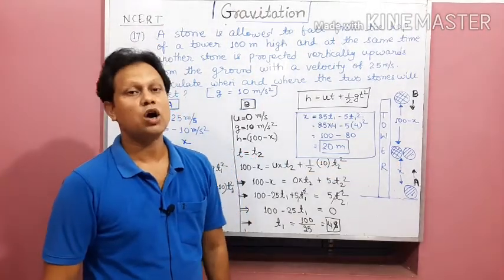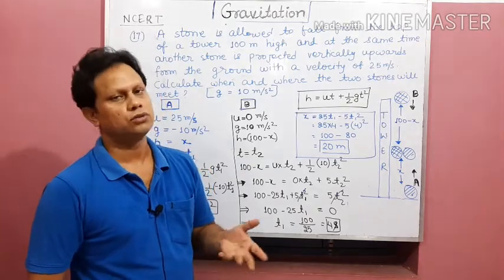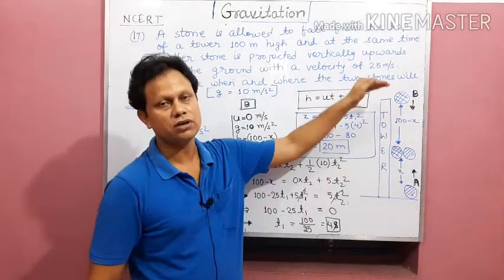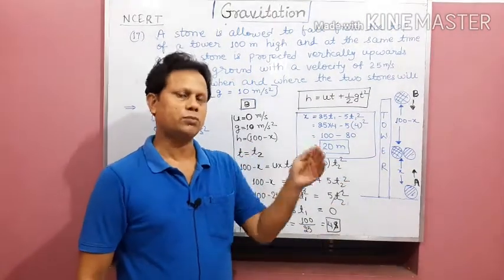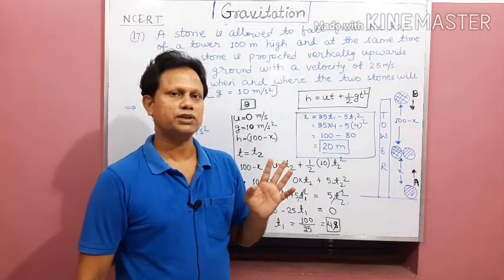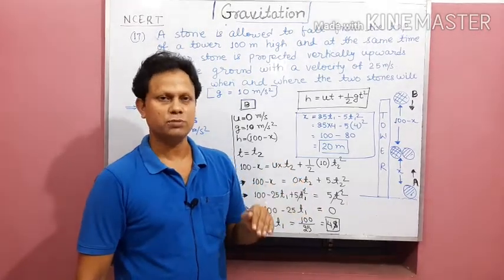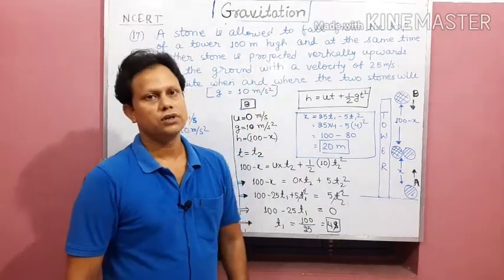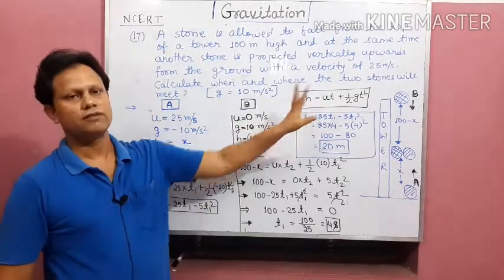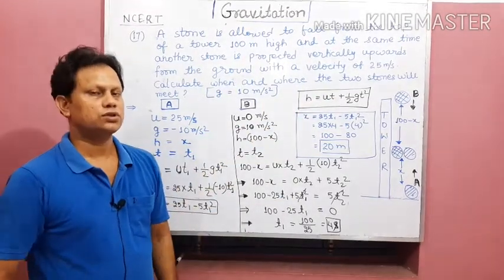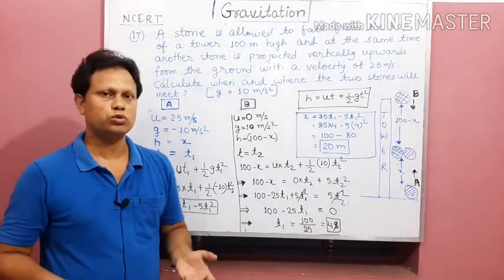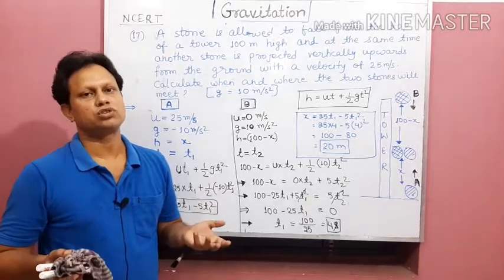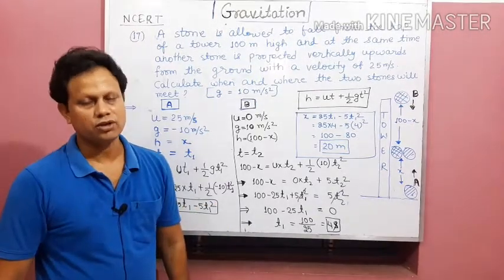If somebody asks how much distance has been traveled by stone B, obviously if A has traveled 20, then B has traveled 80 meters from the top. So with respect to either the top or the earth, you can locate the meeting point of these two stones: 20 meters above the ground or 80 meters down from the top of the tower. In this way we can use this key formula for solving equations of motion. Now try to solve more and more questions from the exercise or anywhere, and enjoy the formulas of equations of motion in free fall. Thank you and have a nice time.